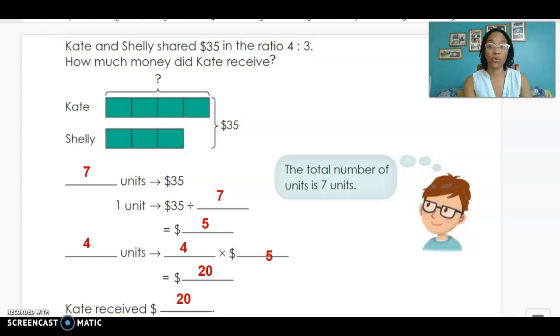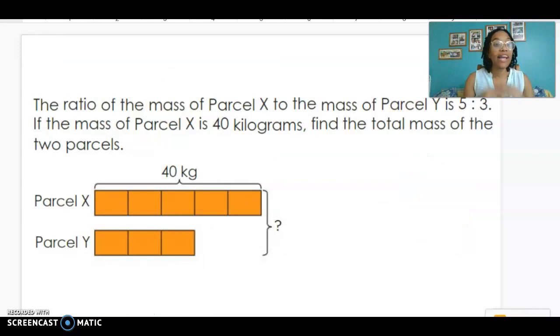Here's the math so that you can work out exactly how that happens. Now we have another problem like this. This is going to be your test problem today, so I'm not going to give you the whole answer, but I will help you with the setup. The ratio of the mass of parcel X, or package X, to the mass of package Y is 5 to 3. If the mass of package X is 40 kilograms, find the total mass of the 2 parcels.